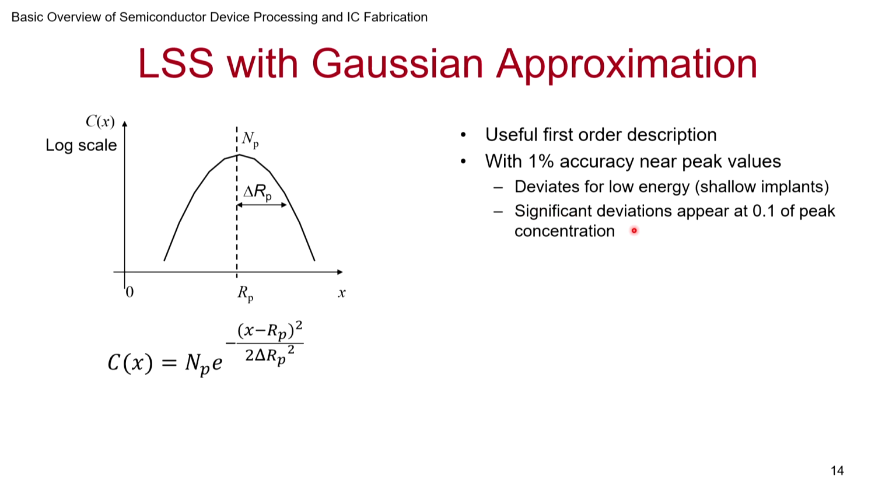So, significant deviation, you will find at 0.1 of the peak concentration, 1/10 of it. Remember these are log scales, so 1/10 is the next decade, and you will find that the deviations start playing a role. So for shallow implants, low energy implants, as well as for lower concentrations in the profile, your predictions may not be that accurate. Okay.